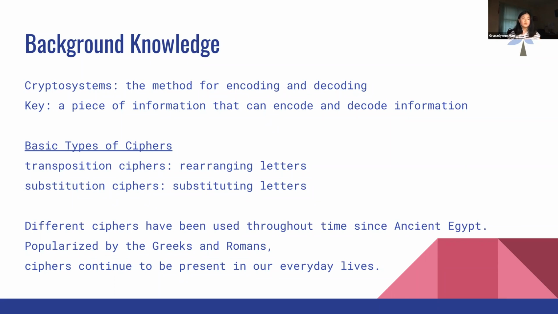Now we get into the basic types of ciphers. Mainly in ancient times, there were two types: transposition and substitution ciphers. While substitution ciphers are pretty self-explanatory, where you are substituting letters, transposition ciphers involved rearranging letters based on a set system. Different ciphers have been used throughout time, since, as far as records show, ancient Egypt.